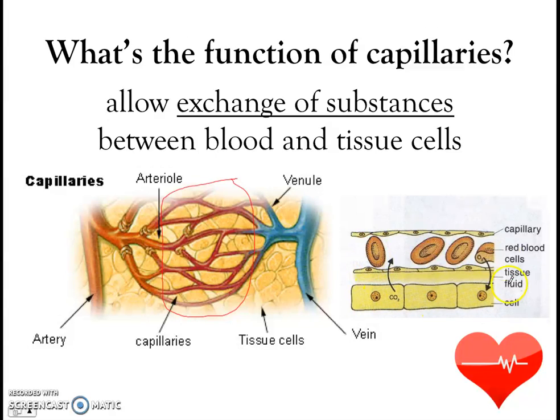Here's a second diagram of that. Here's my capillary. You can see the red blood cells moving through. You can see that the capillary is only one cell thick, right? One cell thick. And you can see that here are my tissue cells. So the tissue cells are very close to the capillaries, and it allows substances to be exchanged. So substances can move from the tissue cell into the capillary, and from the capillary into the tissue cell. Right, let's look at that more in detail.